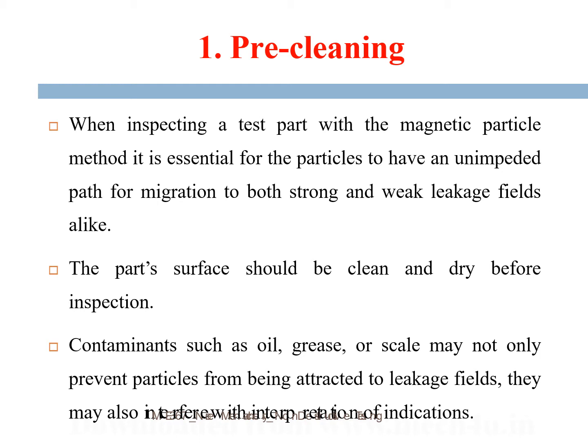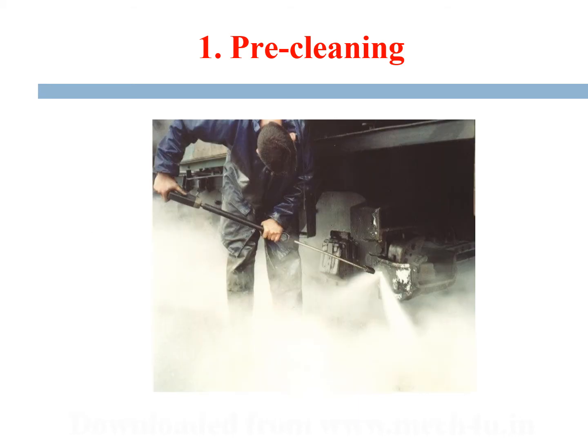Now the part surface should be clean and dry before it's inspected. Contaminants such as oil, grease, or scale will prevent the particles from being attracted to the leakage field. Whenever there are defects or cracks, the flux cutting should be proper. If there are contaminants like oil or grease, they will prevent particles from being attracted, so they may not give proper results and will affect the indications. Now this is just a simple figure. We can use different methods for pre-cleaning that we've discussed in our previous lectures.